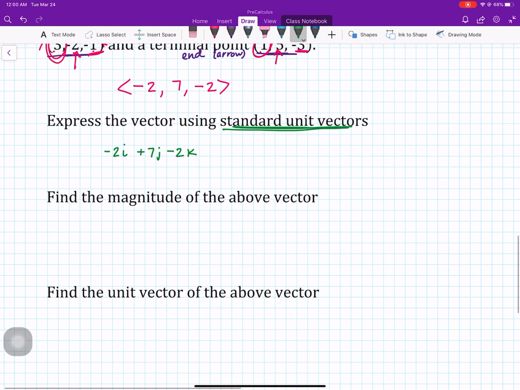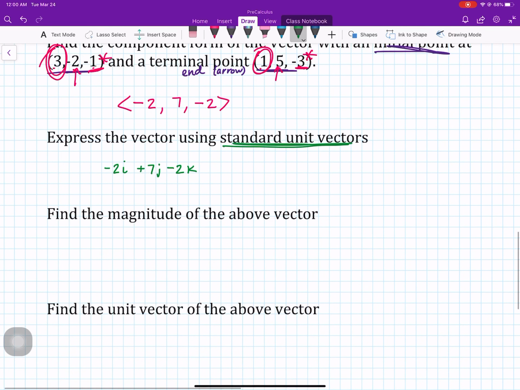Find the magnitude of the vector. If you recall, magnitude is just Pythagorean theorem, right? Since we have a third component, we're just going to have a third square. So you're going to have square root of negative 2 squared plus 7 squared plus negative 2 squared. And then you can bust out your calculator or try to do some mental math.